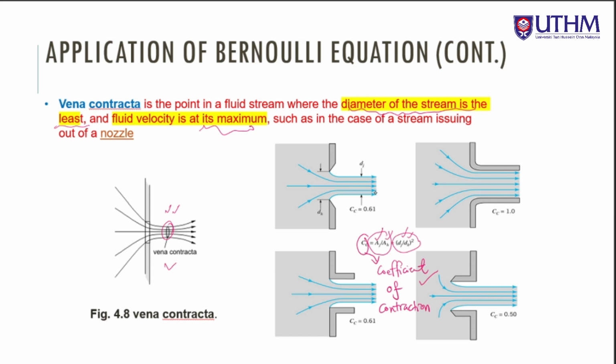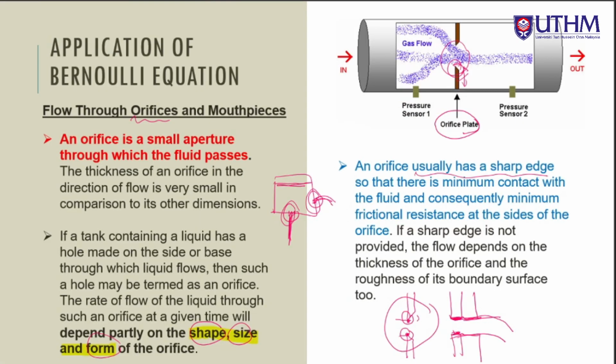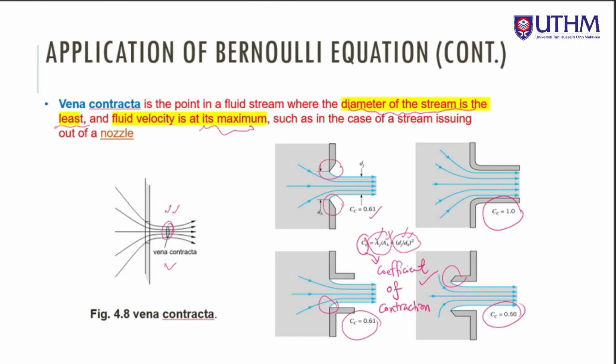Kalau kita tengok dekat sini kan, this is the value of a vena contracta. If let's say the orifice punya shape macam ni, if let's say bentuk dia macam ni, this is the value, and bentuk dia macam ni, this is the value, and bentuk dia macam ni, this is the value. So ini berbalik kepada asal ni lah. The rate of flow of the fluid liquid through such an orifice will depend partly on the shape, size and form of the orifice. Okay.